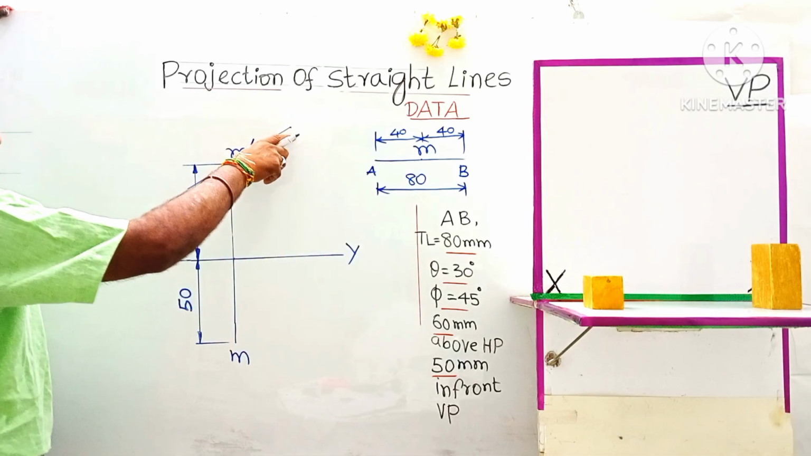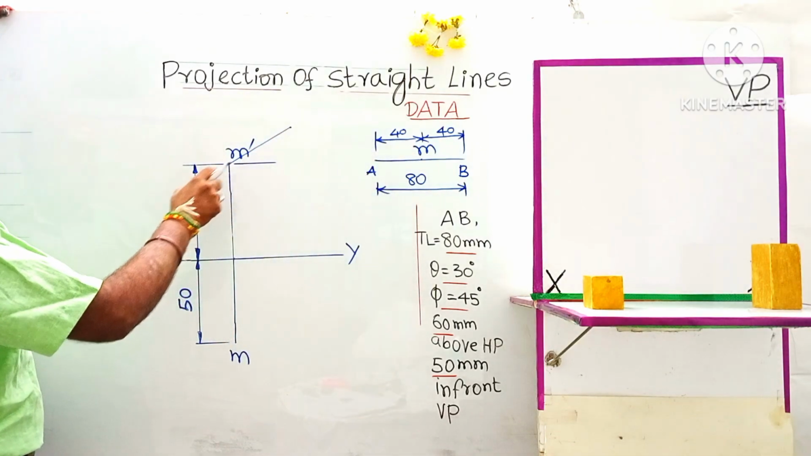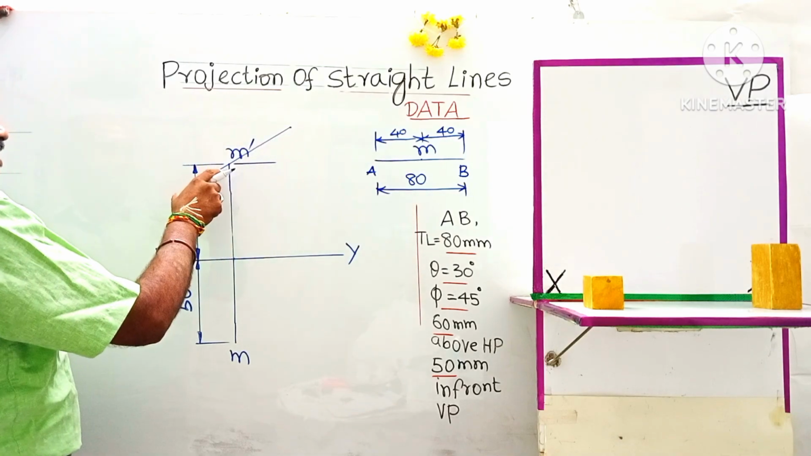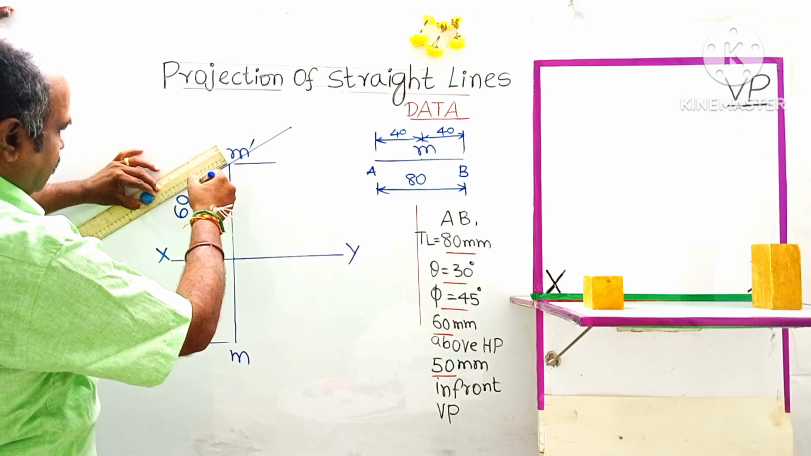Similarly, the same length will be there for the bottom also. This is the true length I am drawing, equal to 80 mm. This side 40 and this side will be 40 from the M dash.